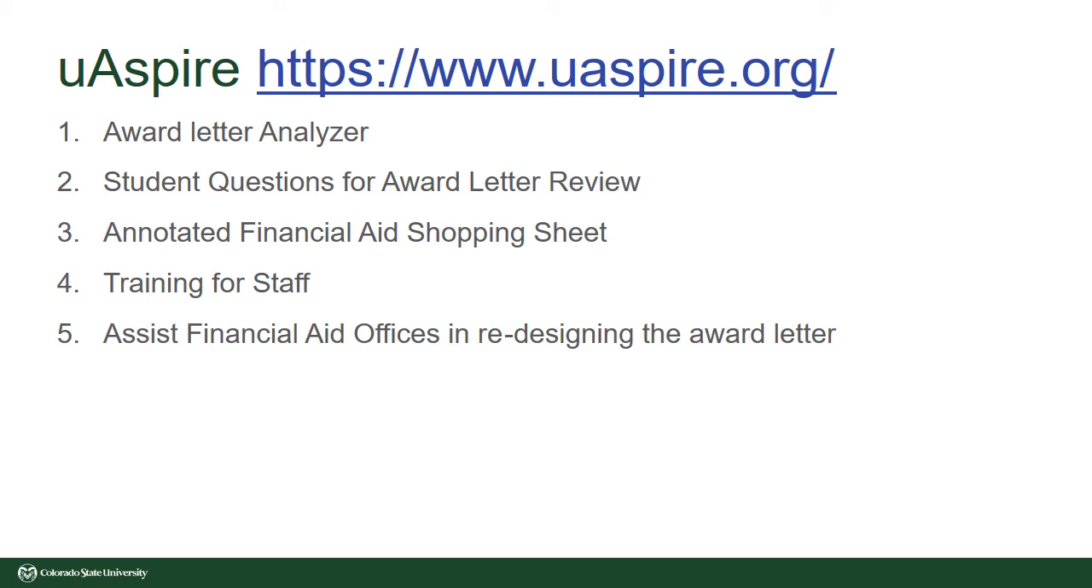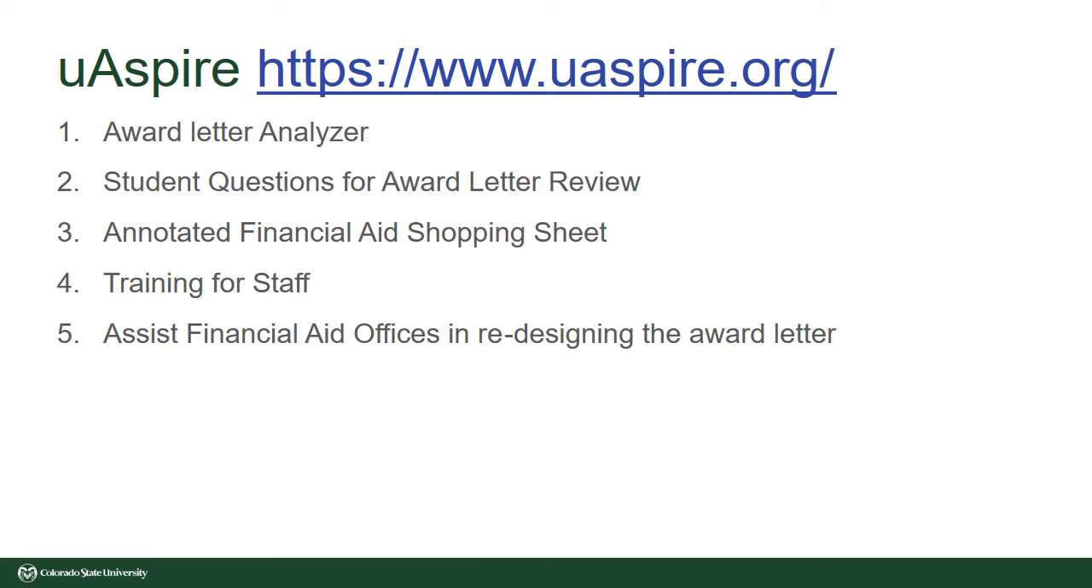Now there may be a cost because they're a nonprofit organization, so they have to survive, as many of you know very, very well. And so definitely feel free to contact UAspire to see if it's something that your school can utilize to enhance the award letter to make it easy to understand and definitely inclusive.